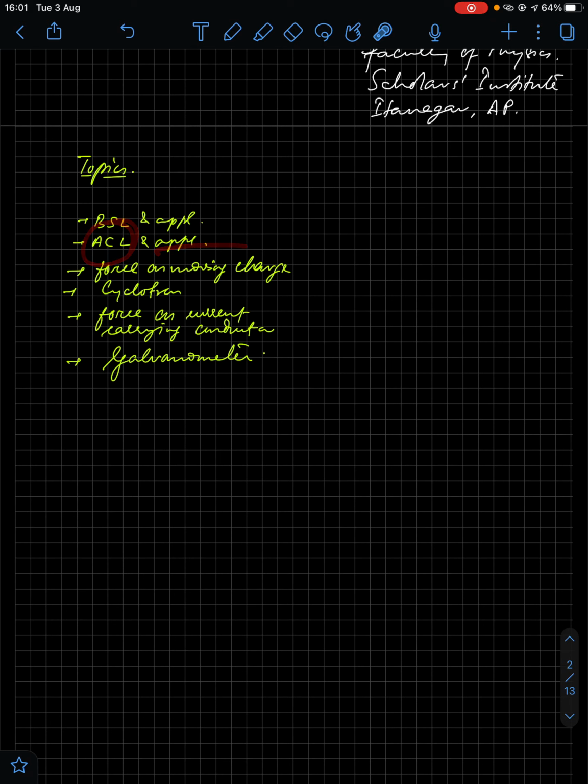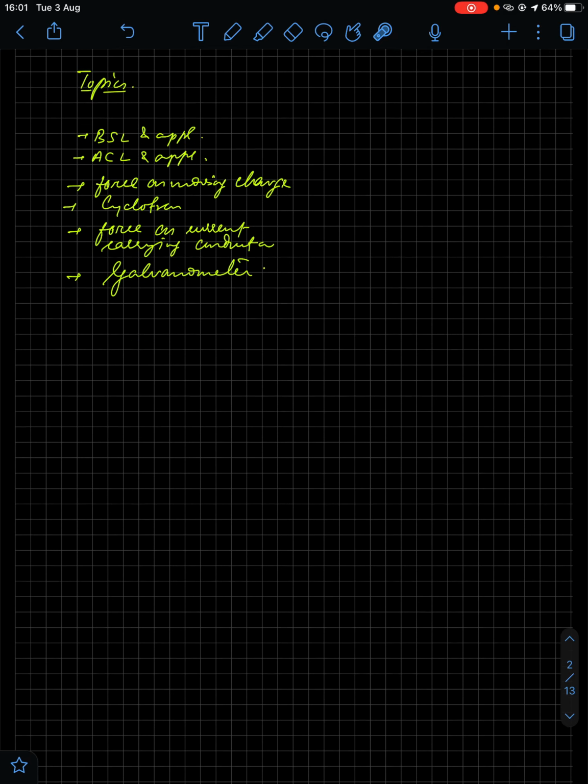Then we have Ampere's circuital law and its application. Then we have force on a moving charge. Then we have cyclotron, then force on a current carrying conductor, and finally galvanometer. So these are the topics that we'll study.